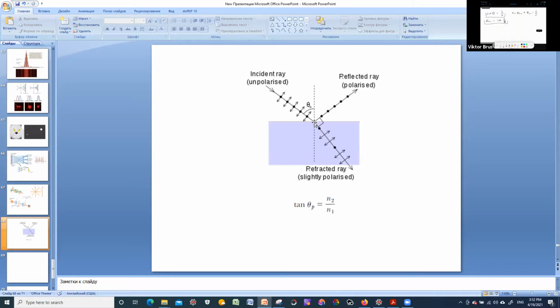And taking into account this feature, when refracted and reflected light are arranged at a right angle to each other, then we get fully polarized reflected light and partially polarized refracted light. It should be noted that this effect can be easily observed in nature, because any reflected light is partially polarized. However, if the angle of incidence is equal to Brewster's angle, this reflected light is completely polarized.